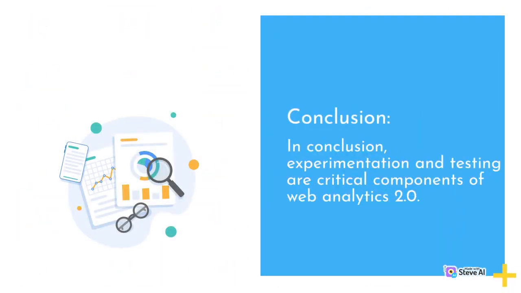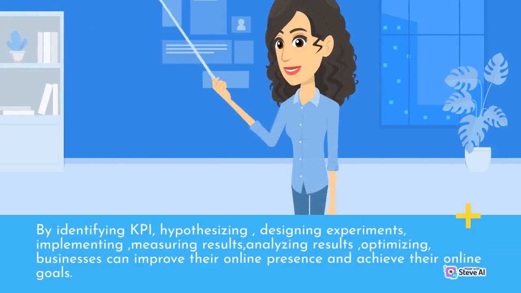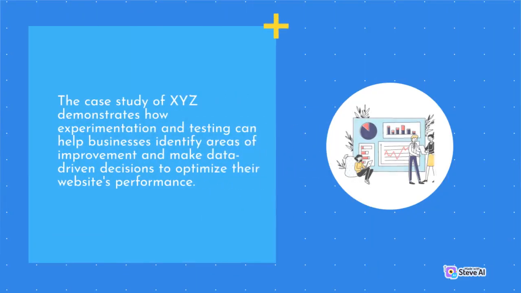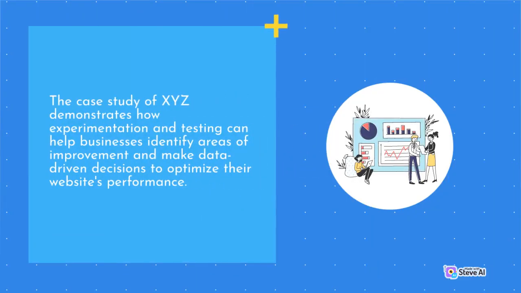Conclusion. In conclusion, experimentation and testing are critical components of Web Analytics 2.0. By identifying KPIs, hypothesizing, designing experiments, implementing, measuring results, analyzing results, and optimizing, businesses can improve their online presence and achieve their online goals. The case study of XYZ demonstrates how experimentation and testing can help businesses identify areas of improvement and make data-driven decisions to optimize their website's performance.